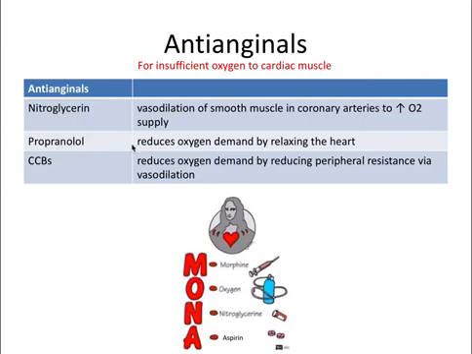We also could use something like propranolol. This is another beta blocker, and it reduces oxygen demand by relaxing the heart. And that function is through that beta-1 adrenergic receptor.